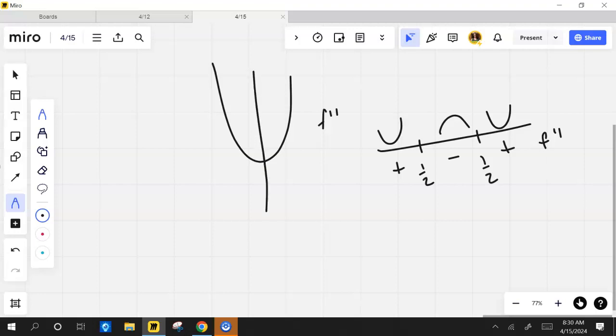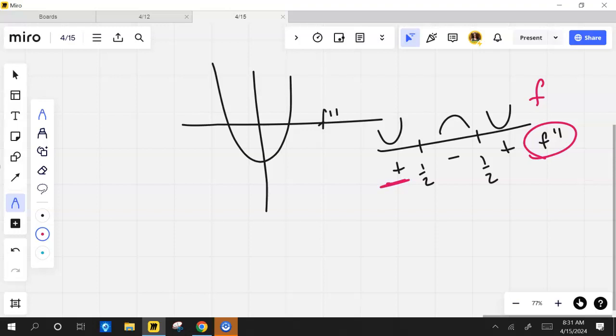Are y'all with me? Because this does something like this. So this is the second derivative. So remember, everywhere the second derivative is positive, I'm concave up on the original function. And everywhere the second derivative is negative, I'm concave down on the original function. So that's B.